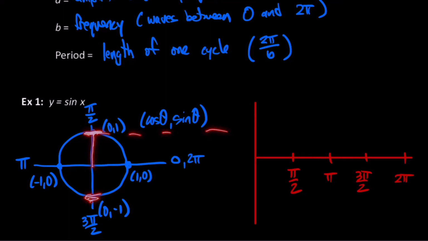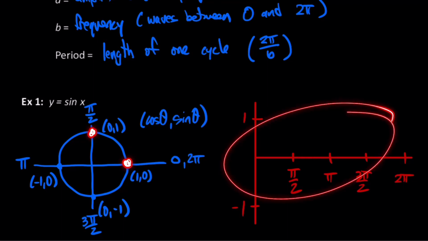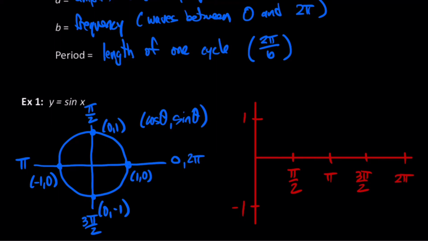All right, so I'm going to make this just a little bit bigger so it's easier to graph. Go up to 1 and go down to -1. I don't need to go any higher or any lower. And then what I want to do is transfer these points. What would this represent on a coordinate plane? How about this one? How about this one? How about that one? And then back to here. Well, it's going to look like this.